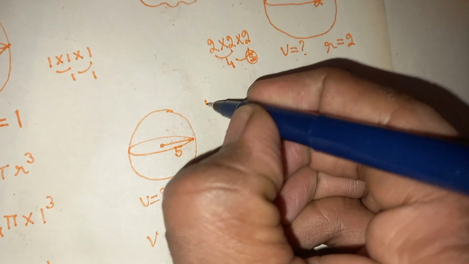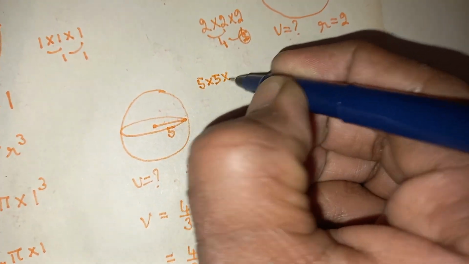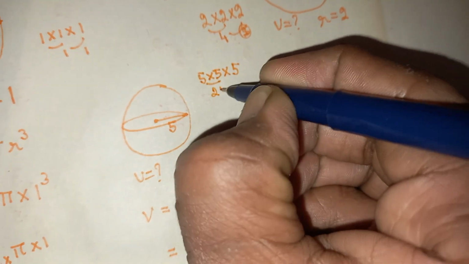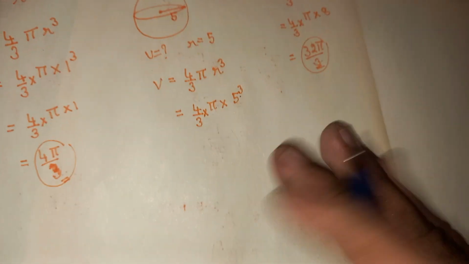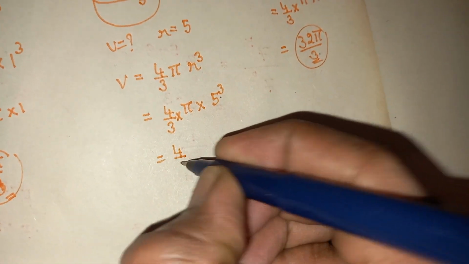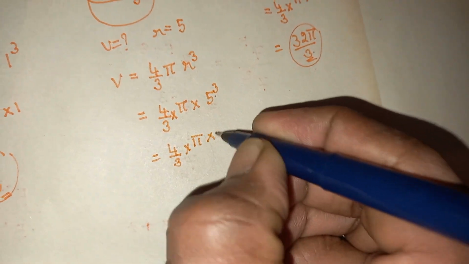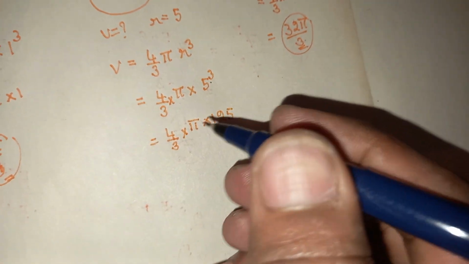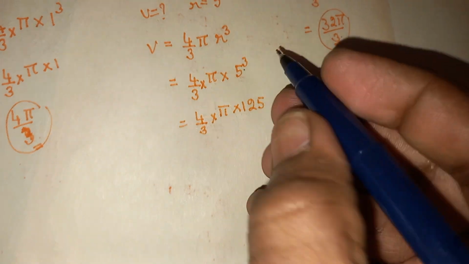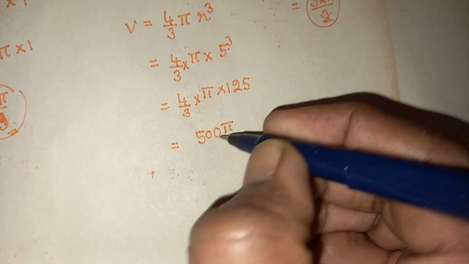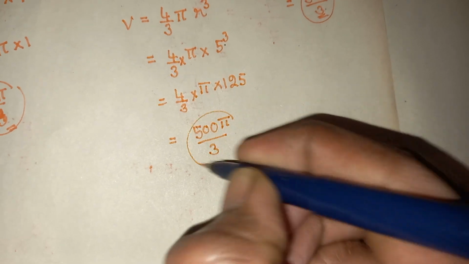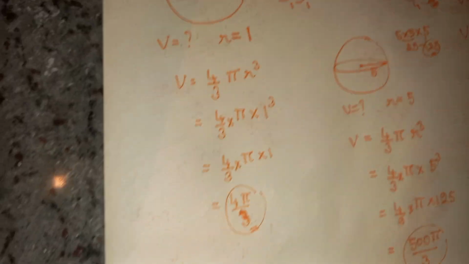That becomes 5 times 5 times 5. 5 times 5 is 25. 25 times 5 is 125. So this becomes 4 by 3 times pi times 125. Now you cannot divide 3 and 125. 125 times 4 becomes 500. 500 pi by 3 cubic units is the volume of this sphere.